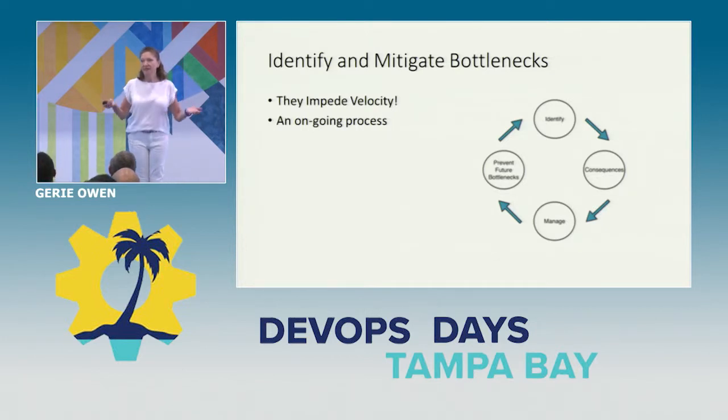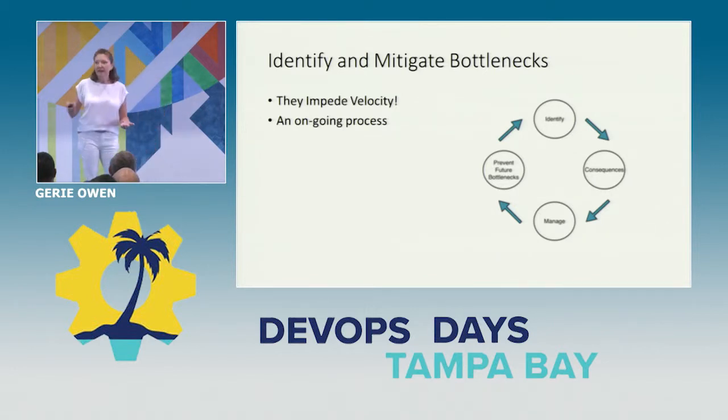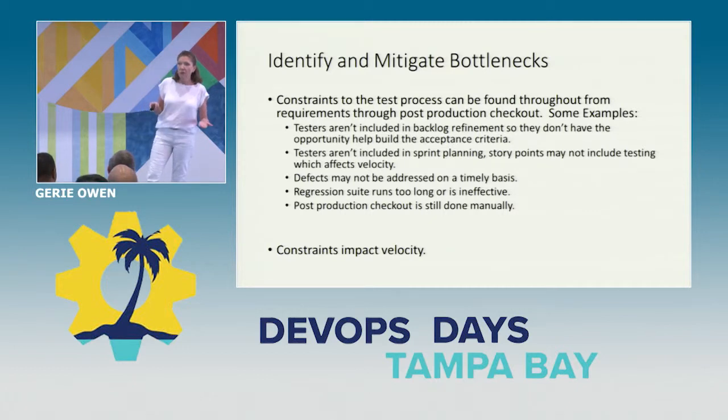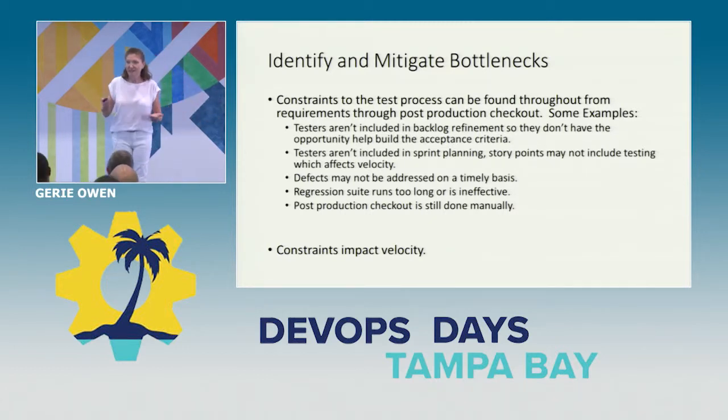Now, identifying and mitigating bottlenecks. Why? They impede velocity. And remember, that's, again, an ongoing process. You might have everything running smoothly, and the next day you don't. So the constraints to the test process can be found anywhere from requirements to post-production checkout.